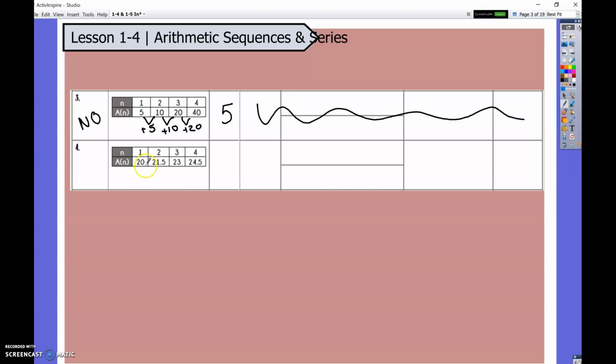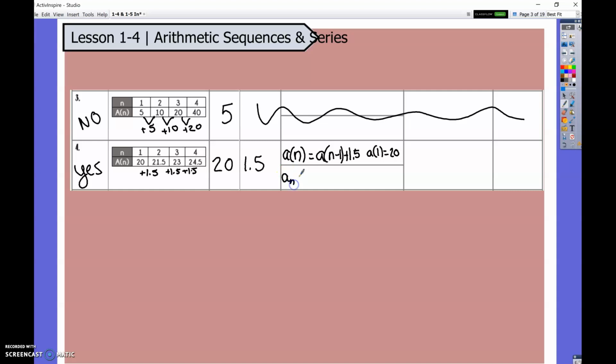On our fourth example, we see our first term is 20. Let's check for our difference. Looks like we're adding 1.5 here. Oh, and adding another 1.5. This one does appear to be arithmetic. It does add 1.5 every time, so that is our difference. We would write our recursive formula in function notation. That's a of n equals a of n minus 1 plus 1.5. And we need to tell people where to start, so we'd say a of 1 equals 20.